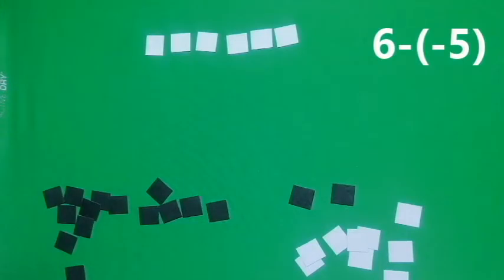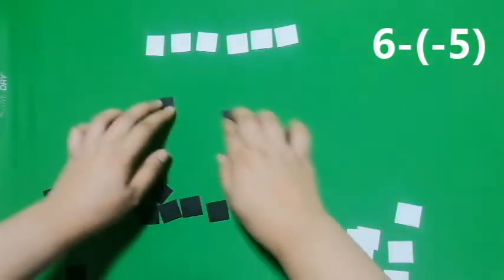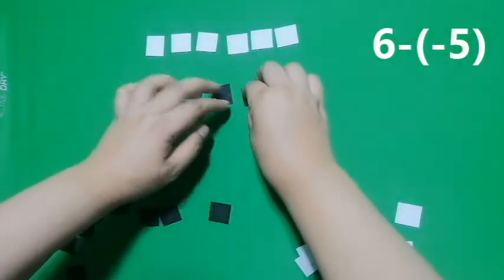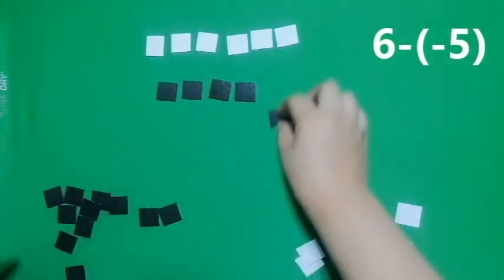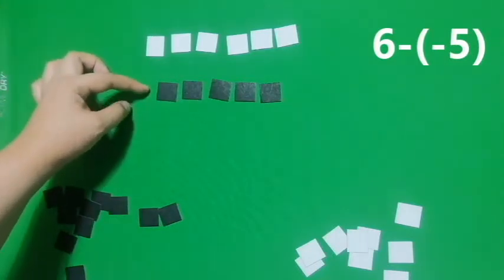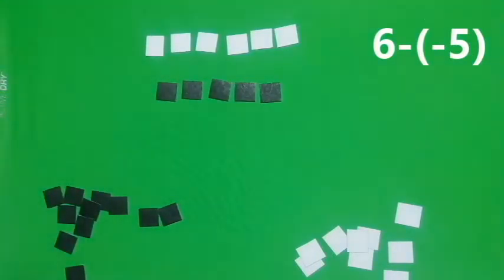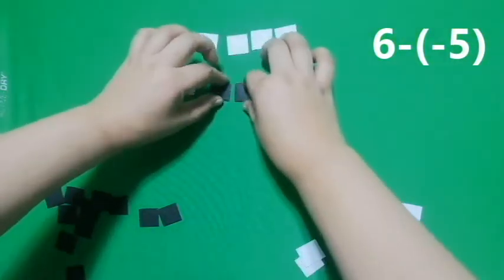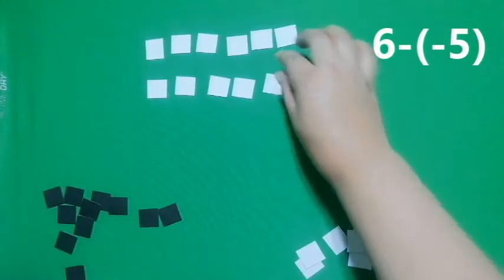6 minus negative 5. So, negative man. So, we have 5 black tiles. And 6 white tiles na. So, 5 ka black tiles. 2, 4, okay, 5. Now, this is our minuend and this is our subtrahend. So, atong i-flip ang subtrahend. So, black magiging white na siya.